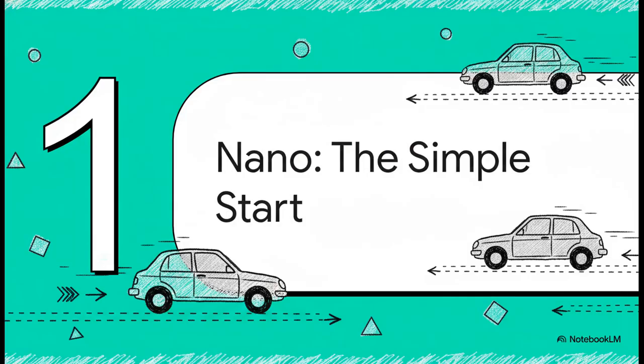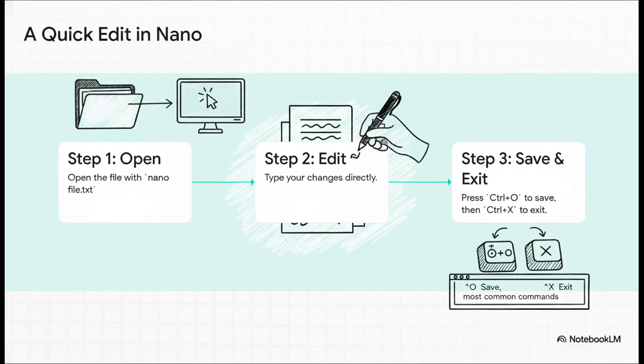You can think of Nano as the automatic car of text editors. It is super easy to get into and just go. It's perfect for those quick, simple jobs. And honestly, it's the first editor most people learn for a very good reason. And here's why it's so simple.